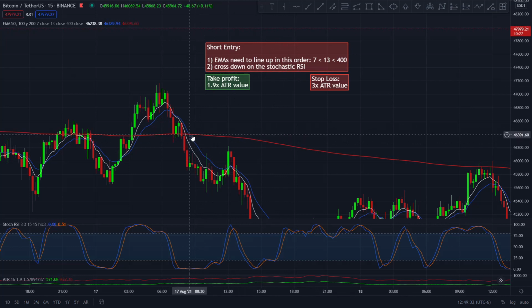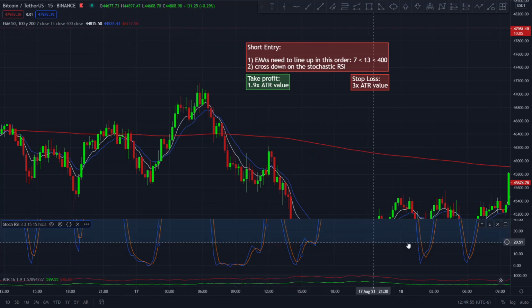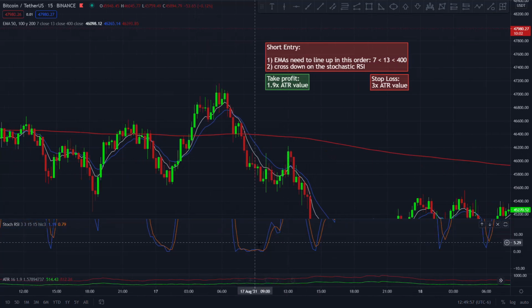Here you can see our EMAs are indicating a bearish trend, so we have the 400 on the top, and after that we have the 13, and at the bottom we have the 7. So we can start looking for a stochastic cross down. As you can see, if we zoom on the stochastic RSI, we can see that we are having multiple stochastic cross downs in this region. So let's see when was the first one. As you can see on this candle, we got a stochastic cross down while all our EMAs were lining up, indicating a bearish trend. So this is going to be our first entry point.